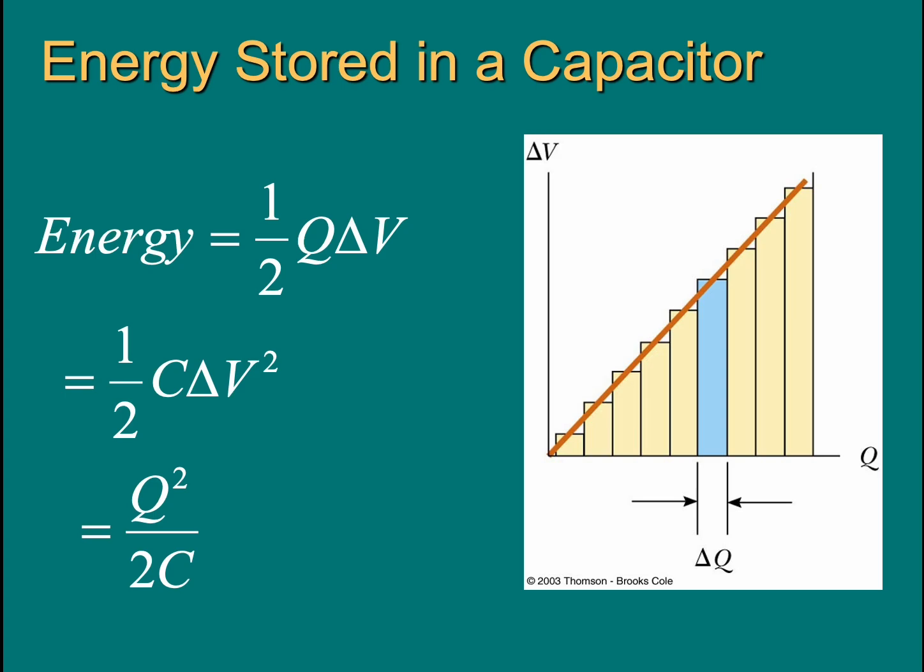Similarly, delta V equals Q over C. So if we replace delta V by Q over C, we will get the energy stored in the capacitor also equals 1/2 Q squared over C.